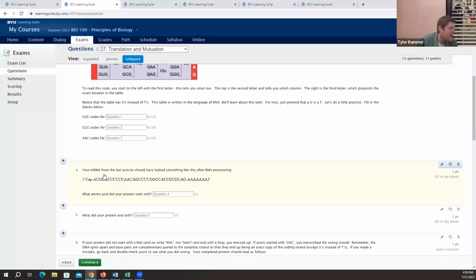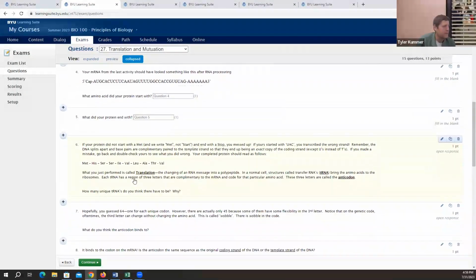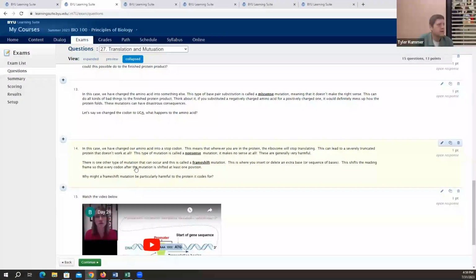So that's if we add a letter. If we subtract a letter, if we pulled this C out, the same thing would happen just in the other direction. We'd have a different reading frame for our codons. So those are frame shift mutations. Those are pretty impactful on how well the protein gets made, obviously. All right. Any questions on translation and mutation?